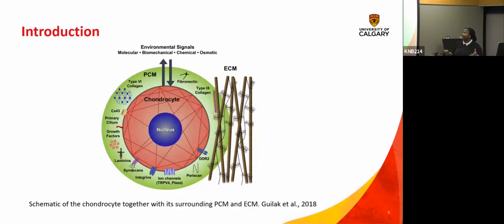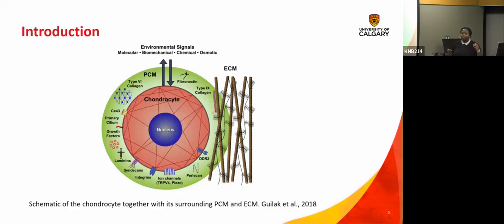So when you load cartilage, the cell will sense these mechanical signals and then typically give you a biological response. This biological response might be in the form of something like calcium signaling, which you can see under the microscope. And because the chondrocyte is connected to the matrix through several links like integrins and other channels, you will typically expect that the loading in the matrix will drive the loading in the chondrocyte as well.